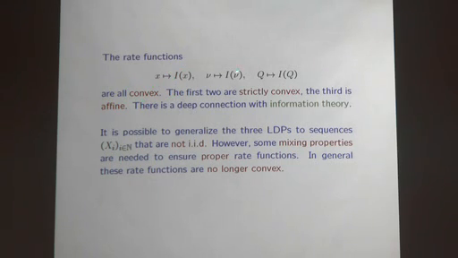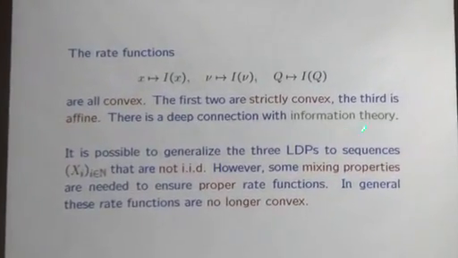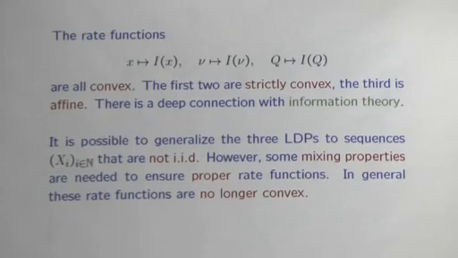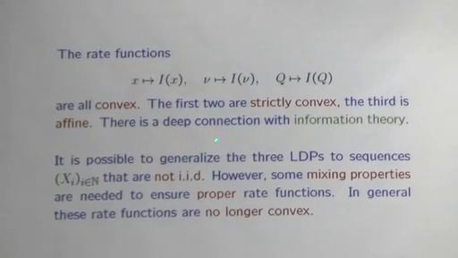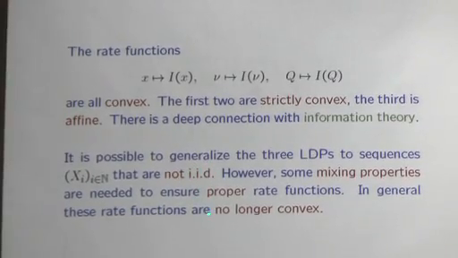In fact, these two rate functions here are even strictly convex. And this rate function here is not strictly convex, it's affine. Because this is an infinite dimensional object. The space Q is an infinite dimensional space, and so the convexity becomes affineness. And as I said, there's a deep connection with information theory, which I am not going into, but it's certainly where you see that large deviation theory meets dynamical systems, for instance.